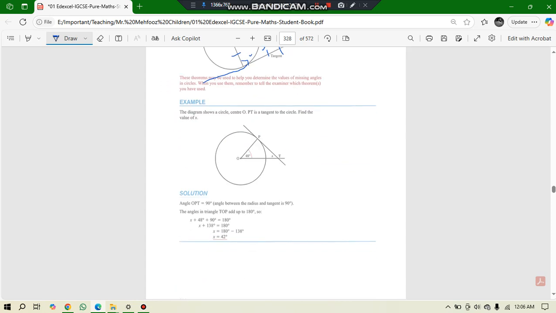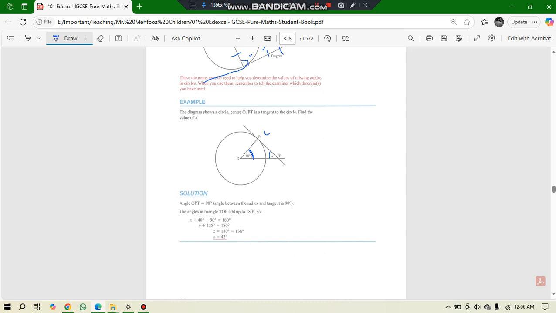Okay, here is another example. The diagram shows a circle with center O. PT is a tangent to the circle. Find the value of x. So first of all, here is the PT, that is the tangent, x is the angle, and this is 48, that is also the given angle.